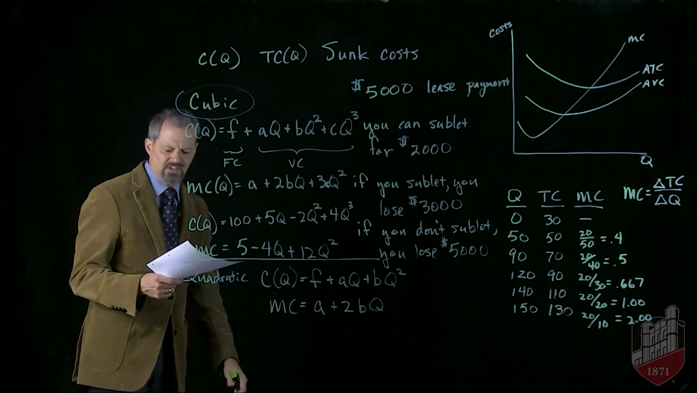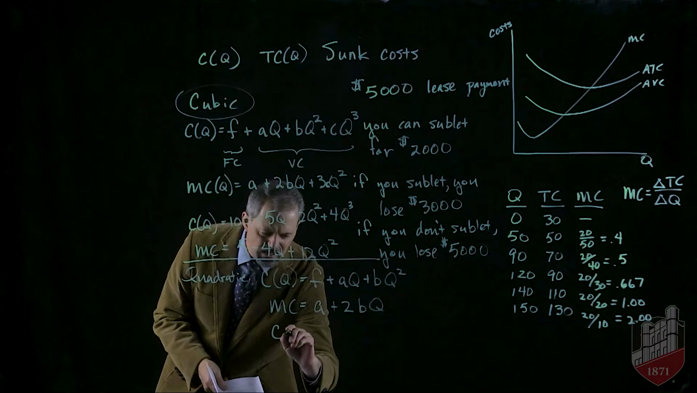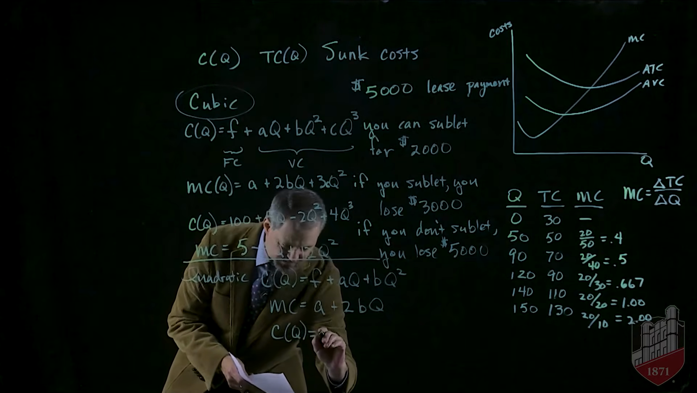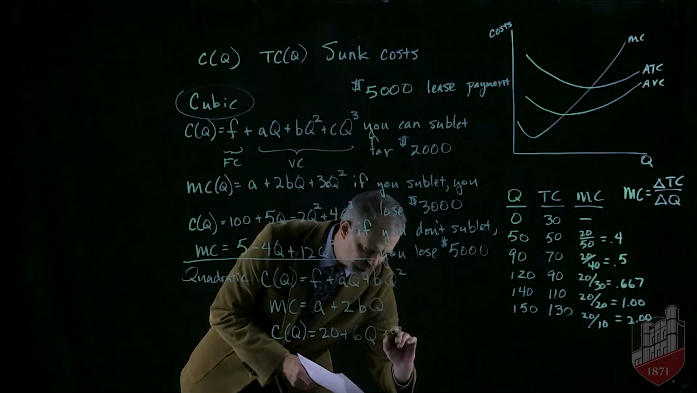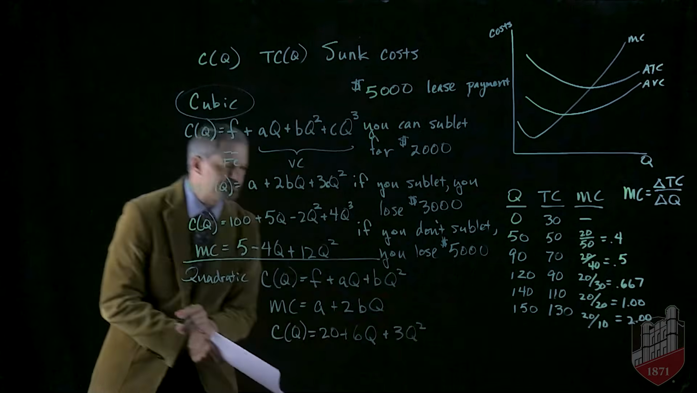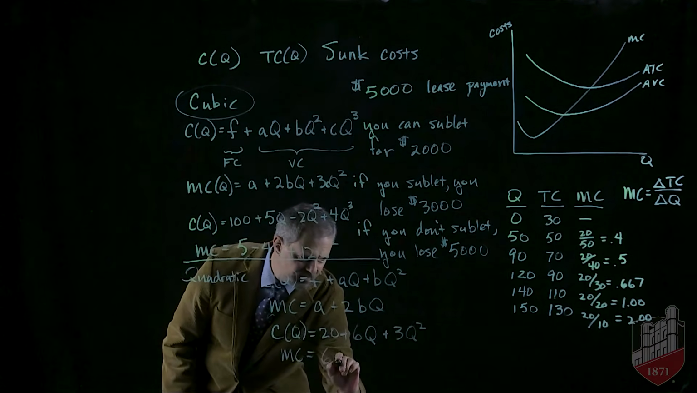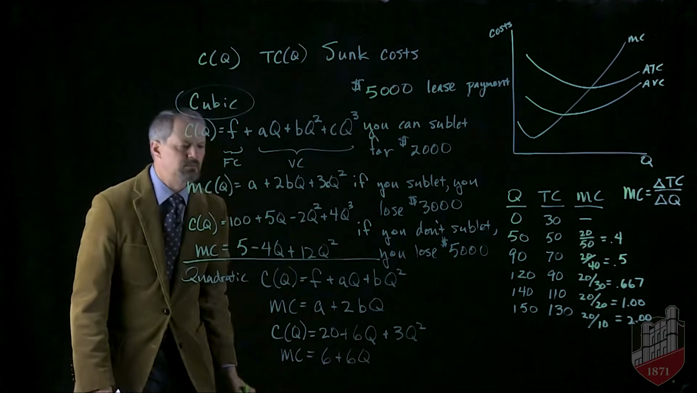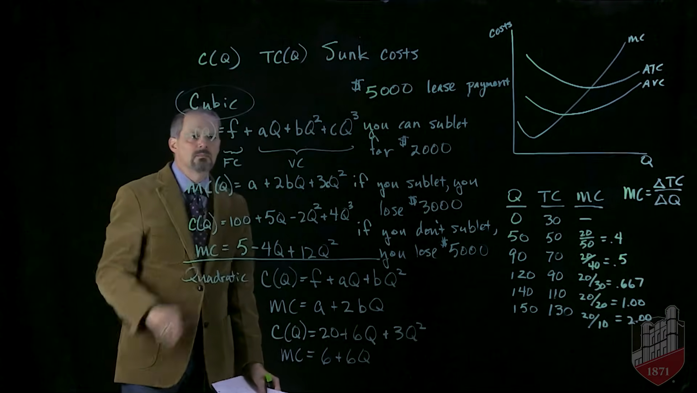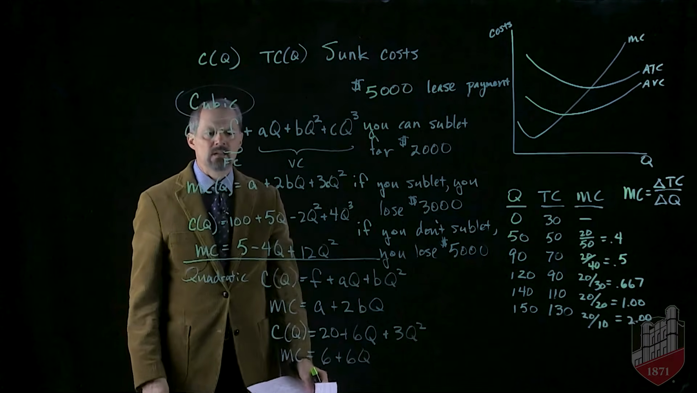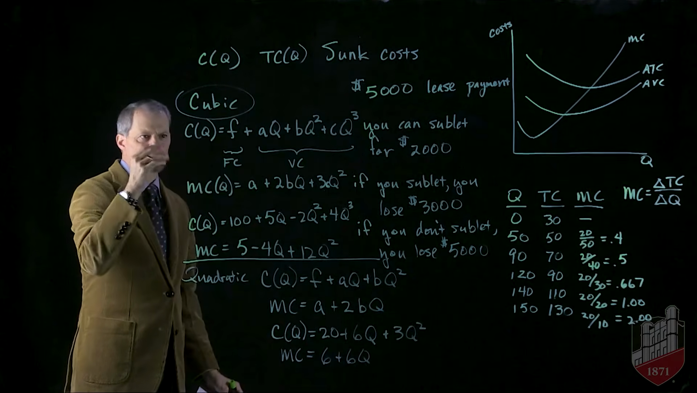Let's do a quick example of that. If I gave you an example of a quadratic cost function of, let's say, 20 plus 6Q plus 3Q squared, then the marginal cost curve would be equal to 6 plus 6Q. So you can see that these look complicated, but they're actually not.